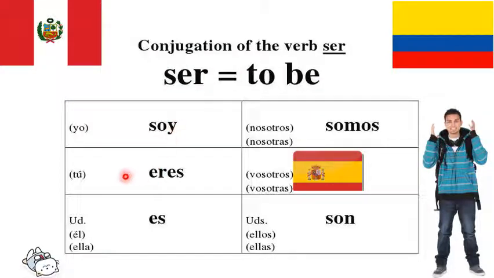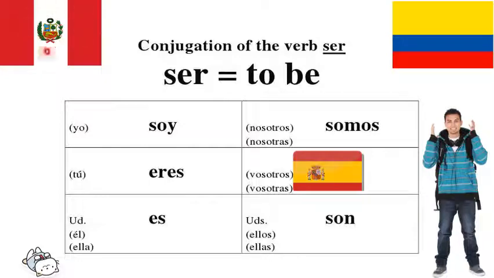So, tú eres mi amigo. You are my friend. Okay? Él es Taiwanés, right? He is Taiwanese. Okay, something like that. Practice making sentences with these verb conjugations. If you're not done or you need more practice, please press pause first, huh?